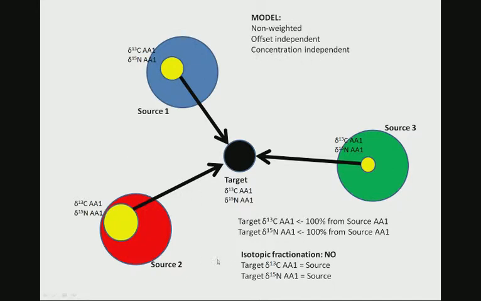I'm assuming that there is no isotopic fractionation, no isotopic offset between target and source, so it's an offset independent model. And since we only have one fraction defining the signal in the target, this necessarily has to be a non-weighted model. There's not a second fraction that could also contribute to a target signal. Okay, so non-weighted model. So let's define this in fruits.